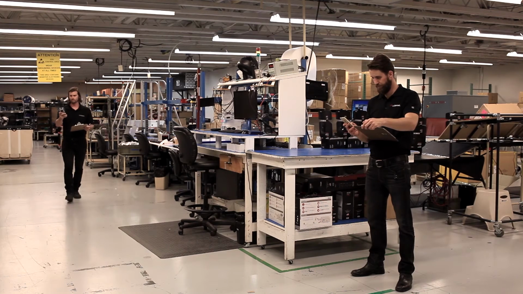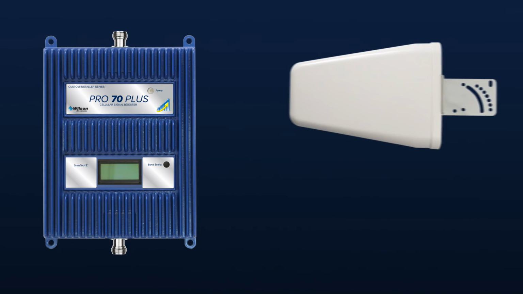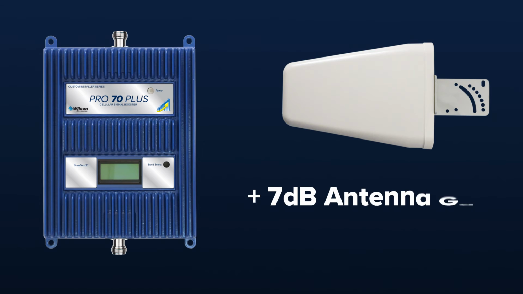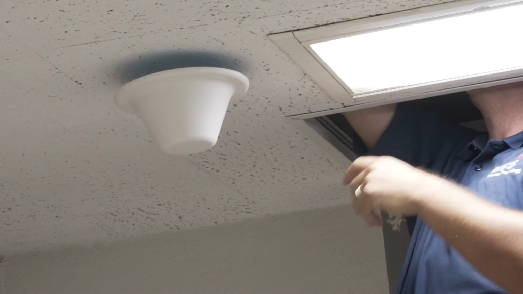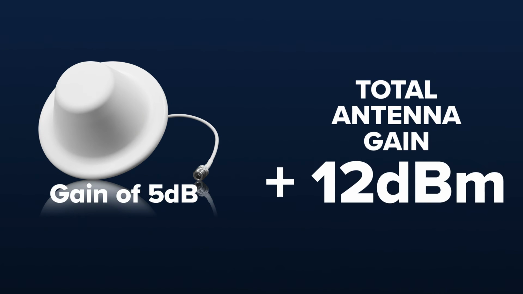After doing a site survey, you find that you've got an incoming signal level for carrier A of negative 65 dBm at the site. The Pro 70 Plus comes with a directional donor antenna with an antenna gain of plus 7 dB. In an office space, a dome antenna is ideal. A dome antenna has a gain of 5 dB. This gives us a total antenna gain of plus 12 dBm.